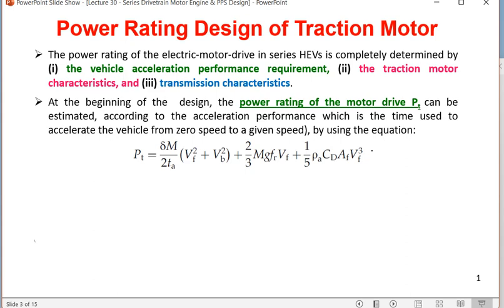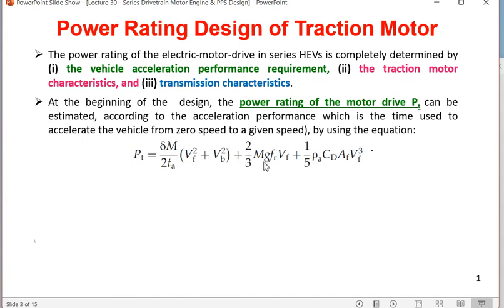So this is a very important formula we have already seen. For IC engine based vehicle, we know PT is equal to delta M by 2 TA. TA is the acceleration time, M is the mass of the vehicle, delta is a proportional constant for rotational to linear vehicular speed conversion. VF is velocity, VB is the base speed. VF is mainly the velocity which takes the vehicle forward. So this is VF square plus VB square plus, in case of IC engine based vehicle, this 2 by 3 is not there, it is M g fr VF. That means the forward velocity, rolling resistance, mass and acceleration constant.